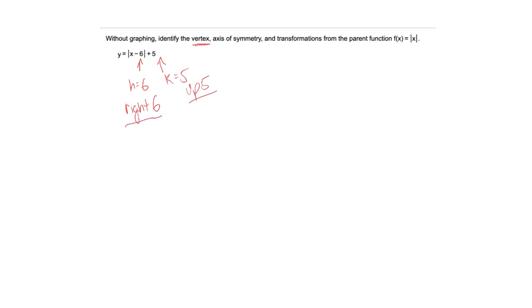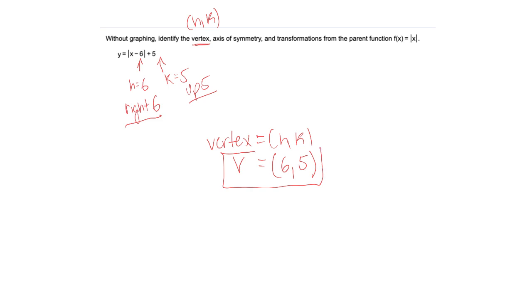Now our vertex is (h, k), because we're moving our vertex to the right 6 and up 5. So our vertex is h comma k, therefore our vertex is equal to (6, 5). Then our axis of symmetry, we said, is the x value of the vertex. So our axis of symmetry is x equals 6.